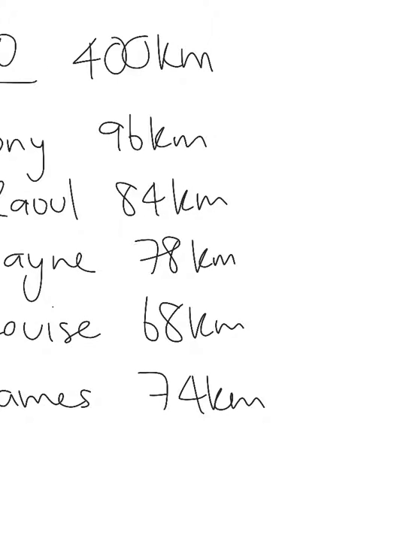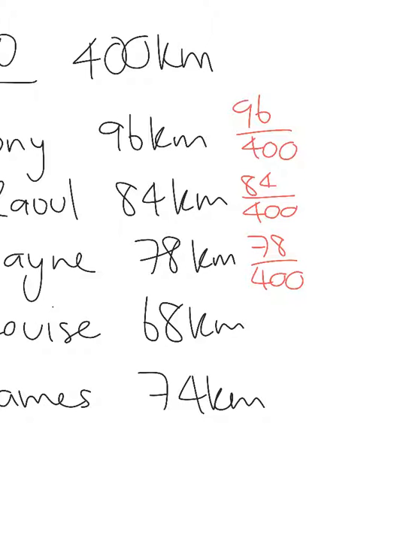So the fraction of the first one is going to be 96 over 400. The fraction for the second one is 84 over 400. Third one is 78 over 400. Fourth one is 68 over 400. And the last one is 74 over 400.